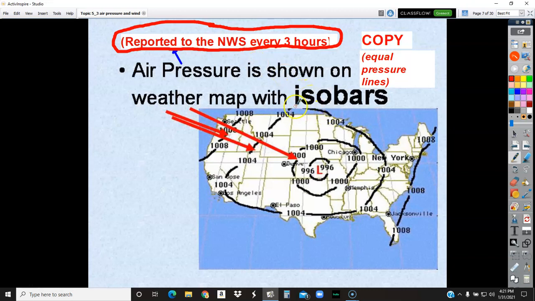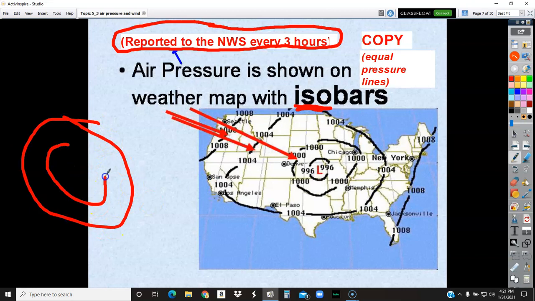Now, we talked about iso lines back in the fall when we did contour lines. If I wanted to show a hill, it was a circle inside a circle to show a hill or a mountain. Those were equal elevations. So now isobars, because the instrument that measures pressure is a barometer, isobars connect equal pressure.